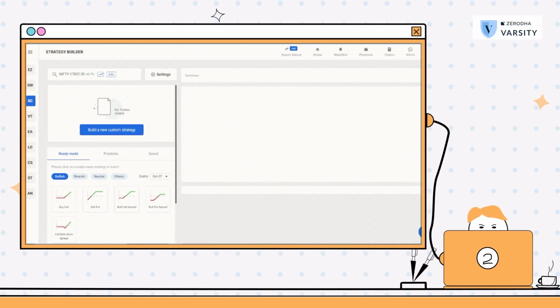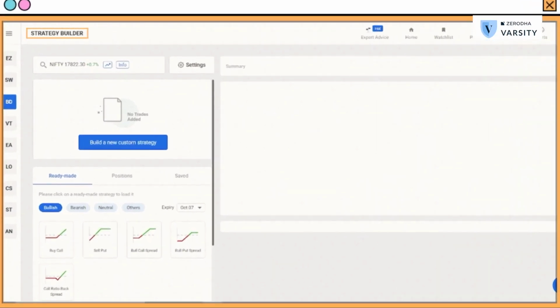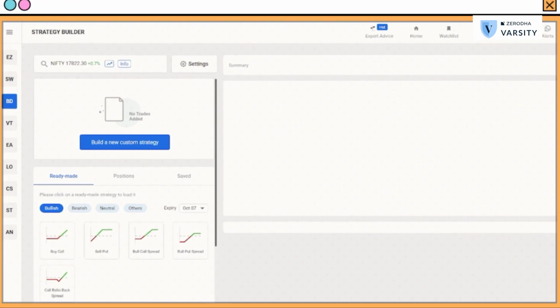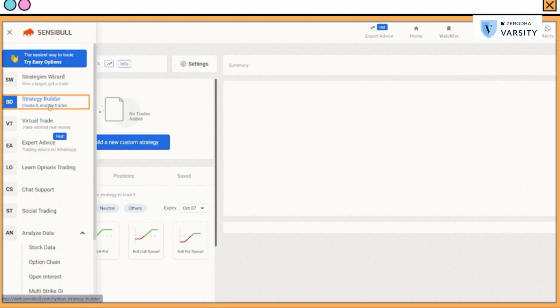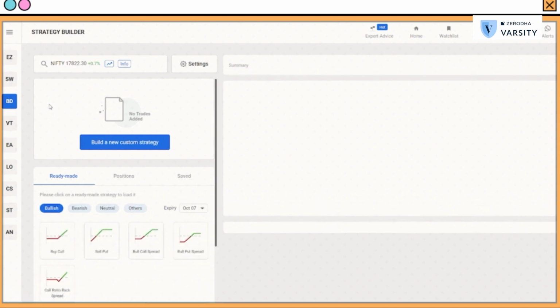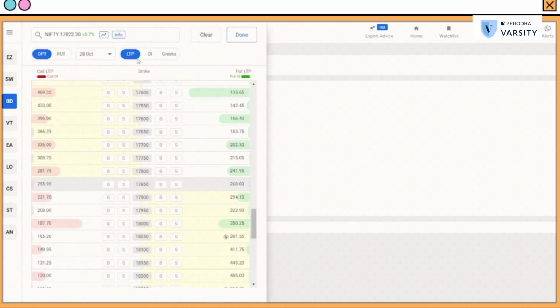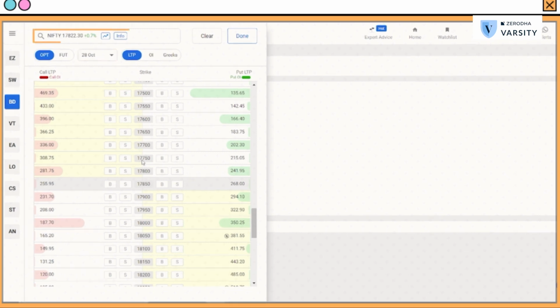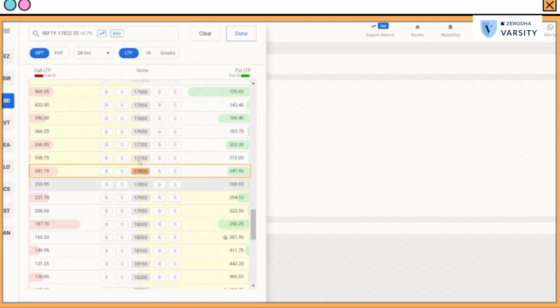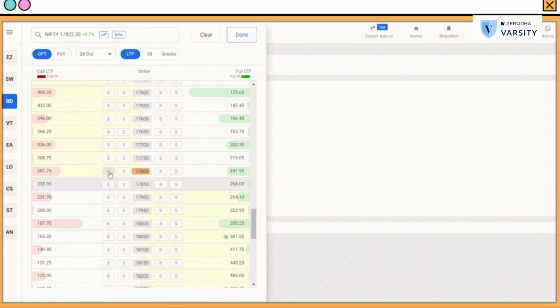The first thing I do after logging into Sensibull is go to the strategy builder section. I click on build a new custom strategy. I'll stick to Nifty 28th October expiry for now. Nifty currently is trading at 17,800. So the nearest strike to 17,800 becomes at the money. As you can see, the 17,800 call option is trading at 281.75. Let me add this to my strategy.